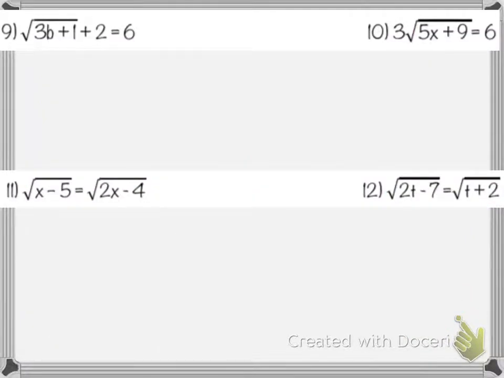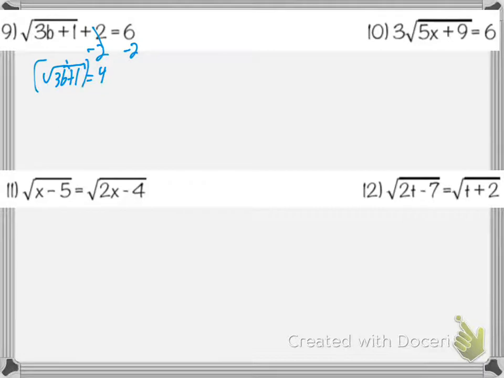Okay, got some more examples here. Got quite a few of them for us today. So I'm going to keep working through them. Number 9, square root of 3b plus 1 plus 2 equals 6. Now we can tell this plus 2 is not underneath the radical, so we need to isolate the radical still by subtracting it. Square root of 3b plus 1 equals 4.